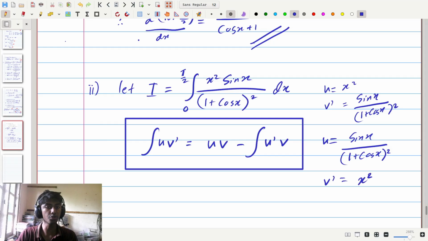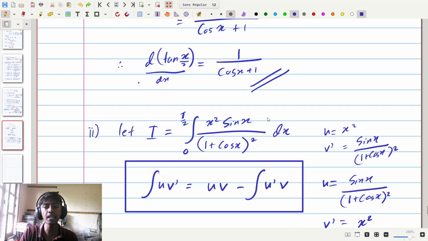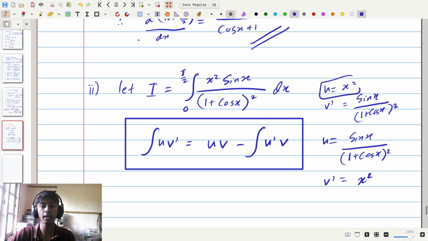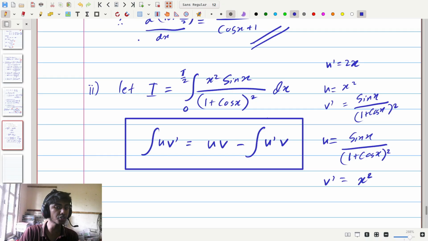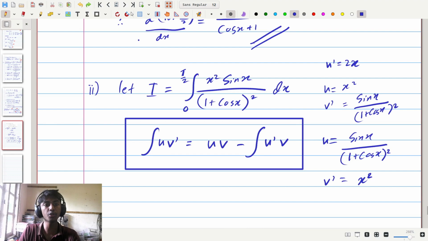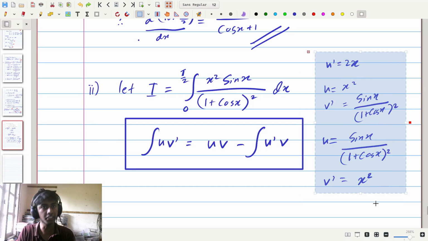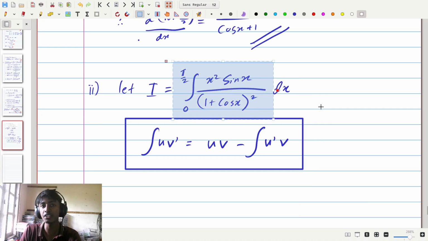Now out of these two, if we consider u prime times v, which is the derivative of u, times v, which is the integral of v prime, we can see in order to get 2x over here, we need to have u being equal to x squared, because then the derivative of u, which is u prime, will be equal to 2x, which will give us the 2x that we need in this integral right here. So therefore, what we need to do is to write u equals x squared and v prime equals sine of x divided by 1 plus cosine of x squared, in order to apply integration by parts into this integral right here.